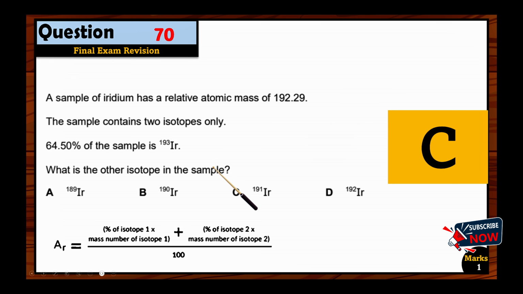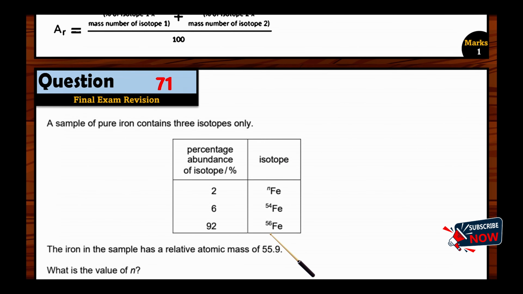This question usually comes in the exam, and sometimes they want to know the percentage abundance, or sometimes the mass number. So for that, you have to remember this formula. If you remember this formula, it is easy to calculate the percentage abundance, even the mass number, and also the relative atomic mass. So for this question, I already have calculated, and the answer is C, 191.